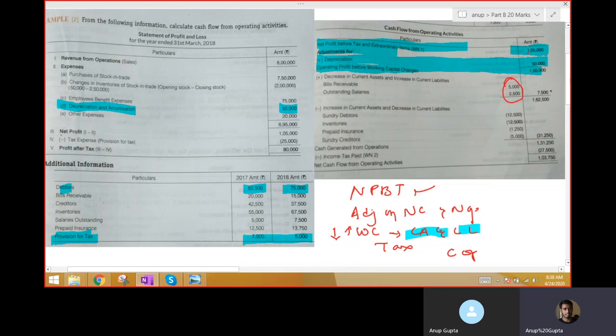So all the positive items will be recorded here. All the negative items will be recorded here. Forget this. Let's say there is nothing like this. So positive items will be here. Negative items will be here. After adding this plus this minus this, you'll get cash generated from operations. Operations, not operating activity. One thing you have to subtract now is tax.